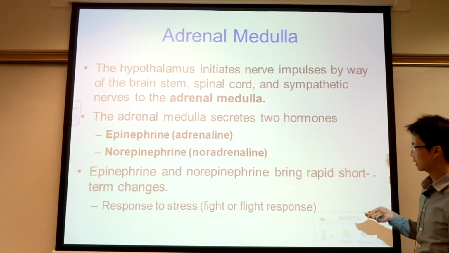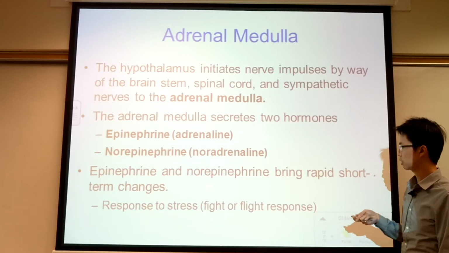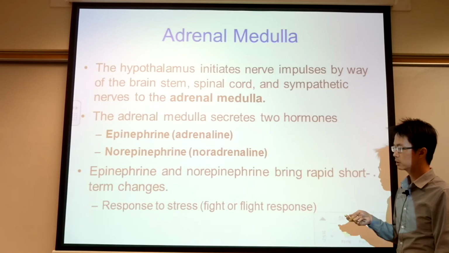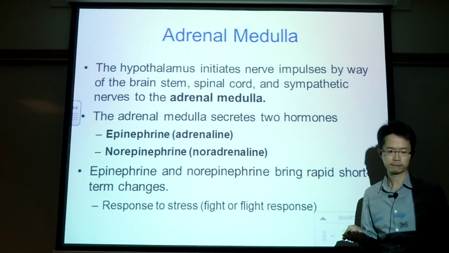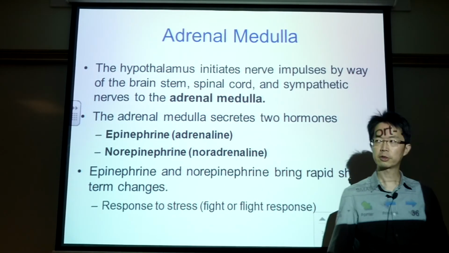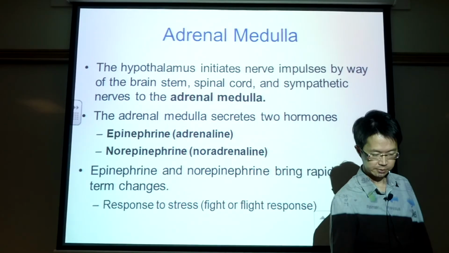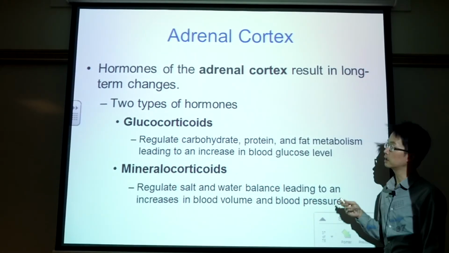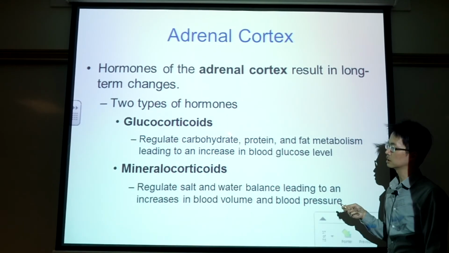And then these bring rapid short-term changes. So we use adrenaline and noradrenaline for fight or flight responses, which is a sympathetic response. They are sympathetic responses. Adrenal cortex, on the other hand, is for long-term changes.